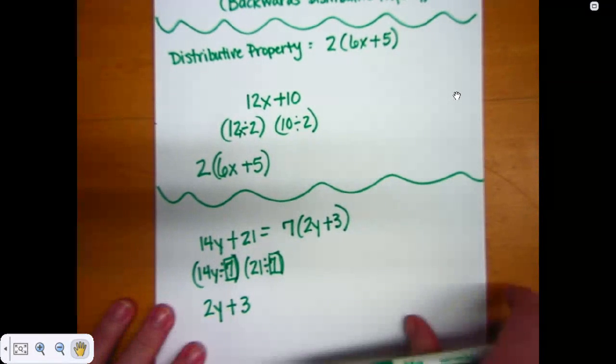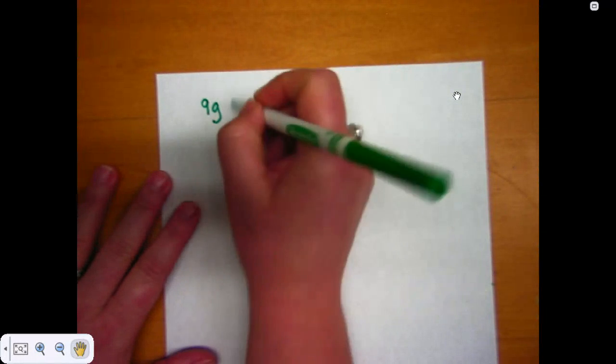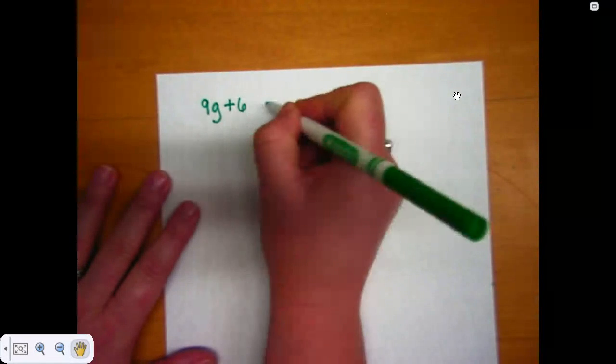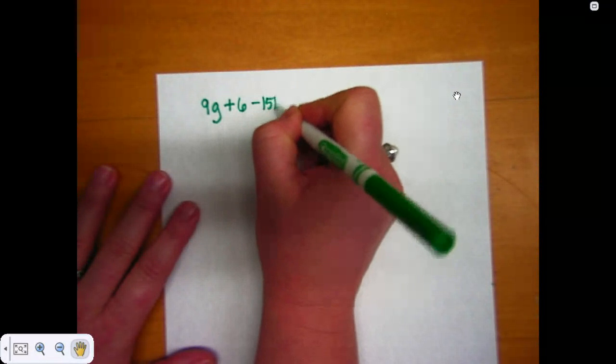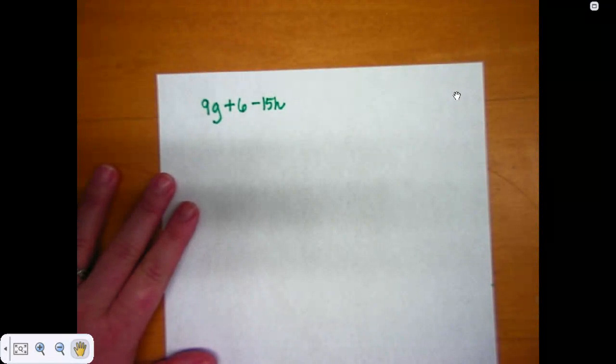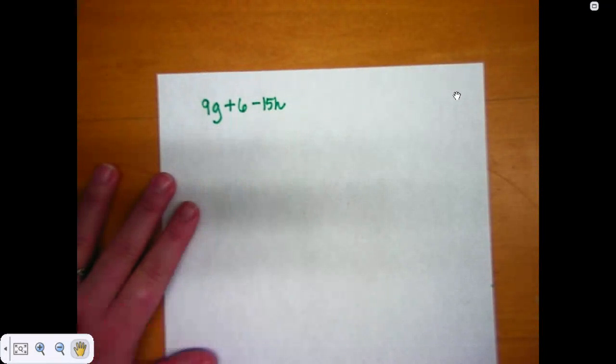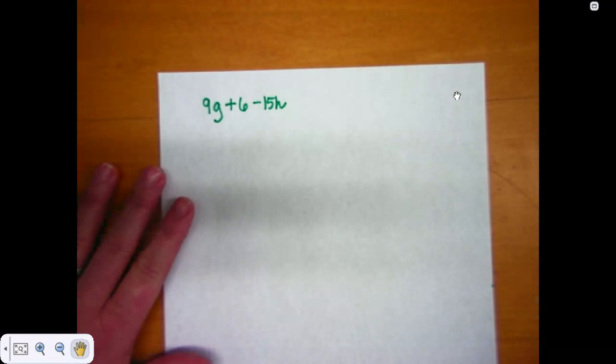Let's try another one. Let's say we have 9g plus 6 minus 15h. How could I find an equivalent expression that looks like distributive? How can I factor this? Well, I know that 9 and 6 and 15 are all multiples of 3. This is where that number sense has to come in.